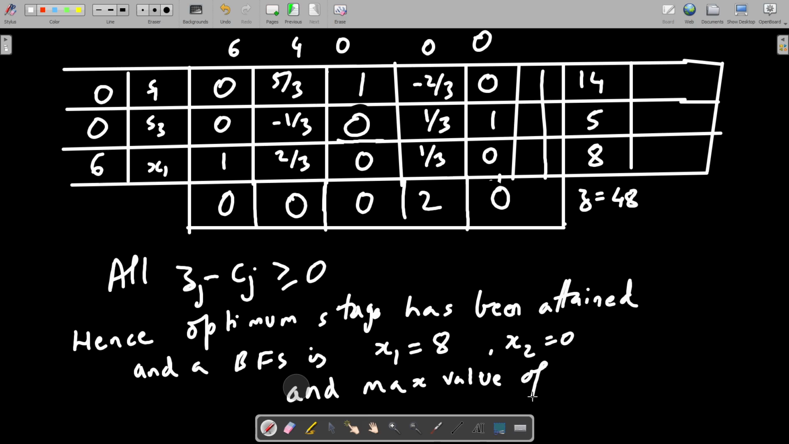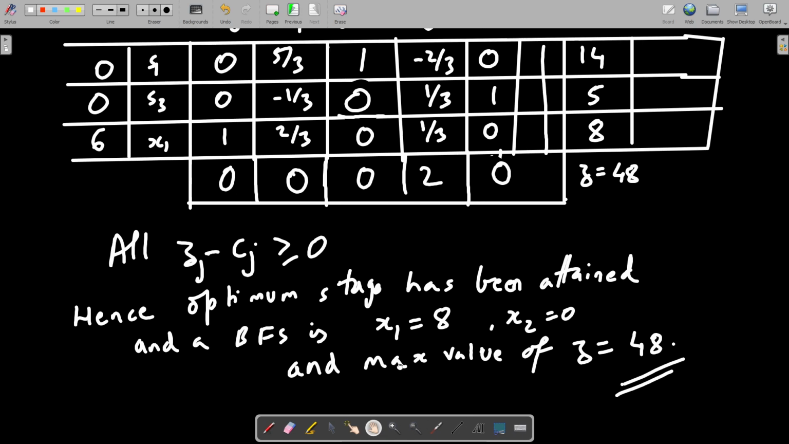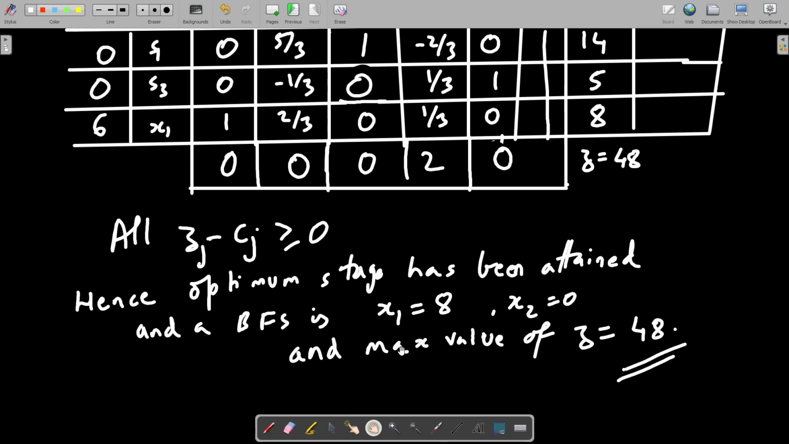Next, the value of z is equal to 48. Okay. Now notice something over here. Finish writing. No, finish writing. Notice something here.